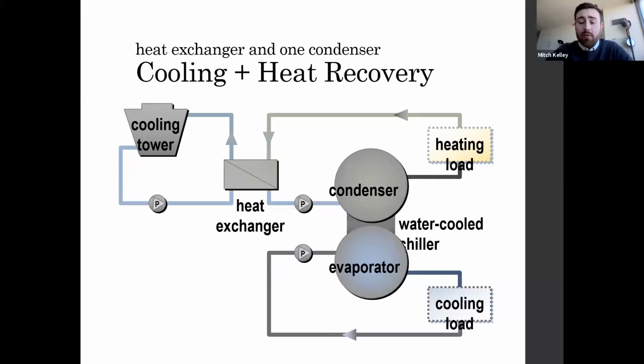The other loop circulates water through the plate and frame heat exchanger and the open cooling tower. In this configuration, it's important to note that the heat exchanger must be sized for the total heat rejection load of the chiller in case the chiller is fully loaded and there's no heating requirement available.